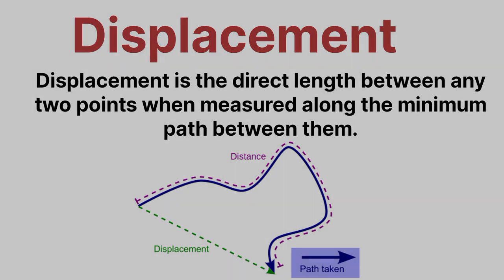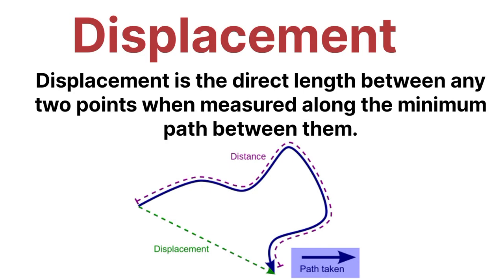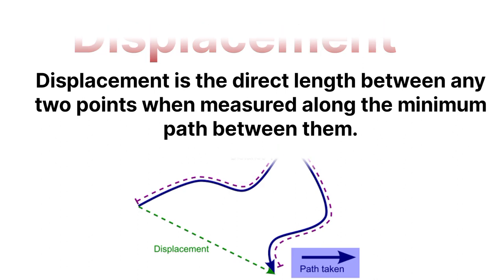Okay, so the SI unit of displacement is meter. It is always measured in meter. Okay, so the SI unit is meter, and this is the complete information about distance and displacement and also the differences between them.